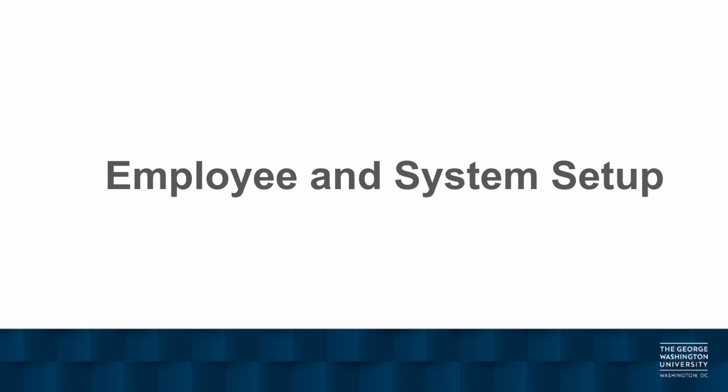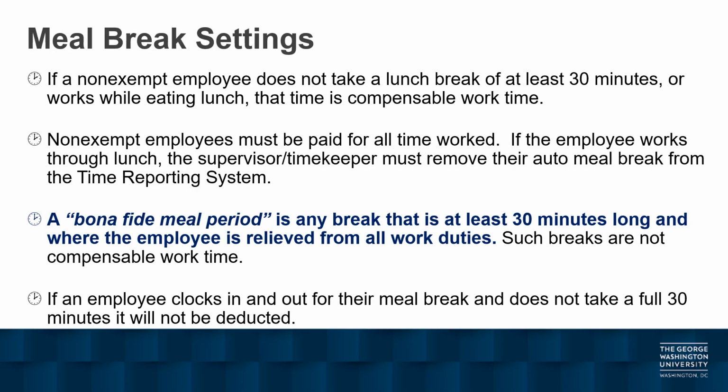Employee and system setup. Meal break settings. If a non-exempt employee does not take a lunch break of at least 30 minutes or works while eating lunch, that time is compensable work time. Non-exempt employees must be paid for all time worked. If the employee works through lunch, the supervisor or timekeeper must remove their auto meal break from the time reporting system.